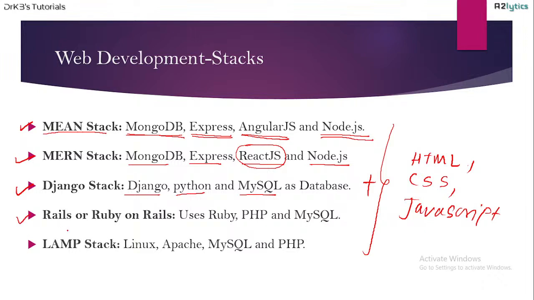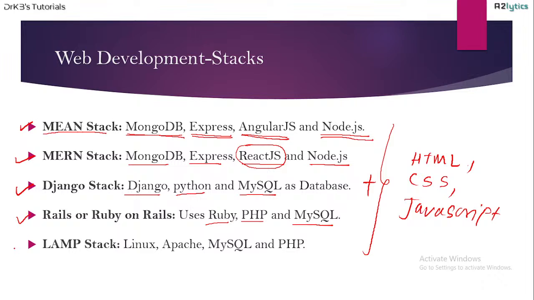Fourth one is the Rails or Ruby stack. You have to learn the Ruby framework, PHP language, then MySQL database, plus these scripting languages. Then you will become a Rails full stack developer.